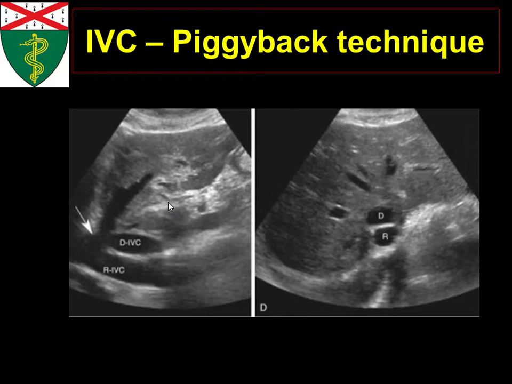If you just look for it in your next liver transplant, whoever's on ultrasound today, this is annotated for you: the donor IVC, recipient IVC, that's the anastomosis, and that's what it'll look like on a transverse view.